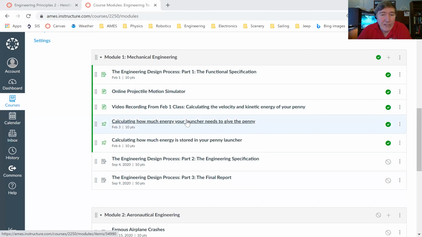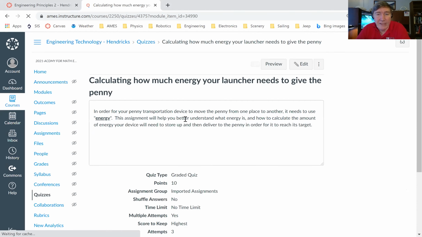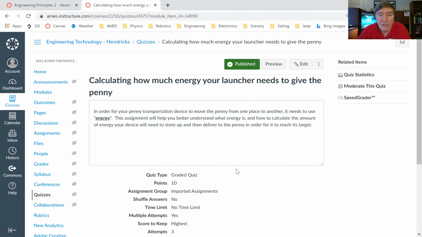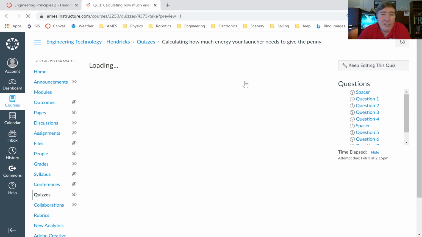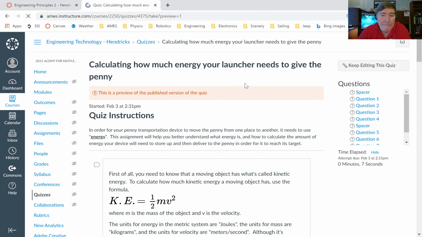Okay, so the assignment that was due today was this one right here, calculating how much energy your launcher needs to get a penny. All right, so let's go in and click on it. Mine looks a little different than yours because I'm a teacher, but if I click on the preview button, then that'll make it look a little bit more like what you guys see.